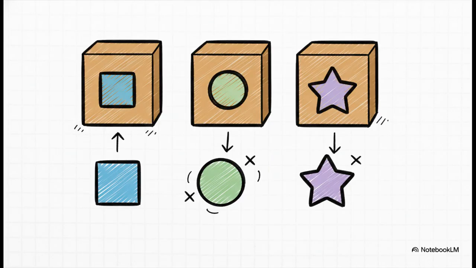But here's a little twist with Java. It's what we call strongly typed, which means you can't just throw anything you want into any box. Every single variable, every box, has to declare what type of information it's allowed to hold. This is what we call a data type. It's like telling the computer, hey, this box is only for whole numbers, or this box is only for text.